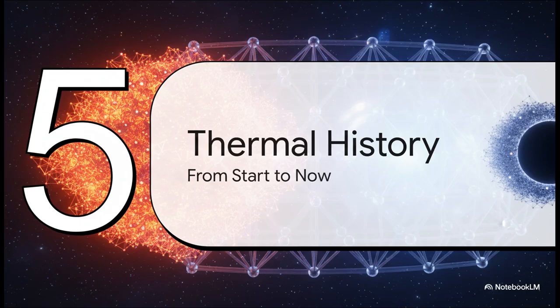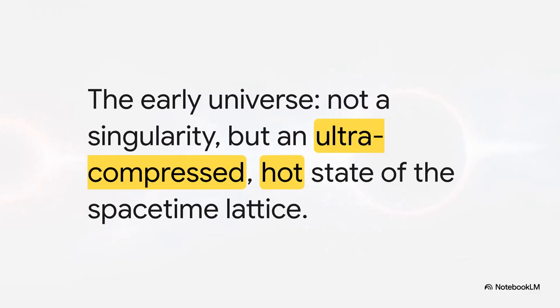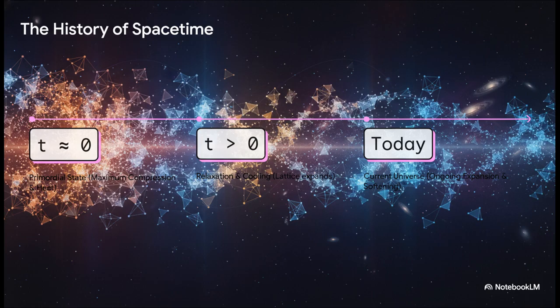Okay, so we've got expansion as space-time cooling and relaxing, and we've got black holes as space-time being compressed to its absolute limits. Now let's pull the camera way, way back and see what this new perspective tells us about the entire history of our universe. This paints a pretty staggering new picture of the beginning, doesn't it? Forget the idea of a singularity, an infinitely dense point that doesn't make physical sense. Imagine this instead. The early universe was a real, physical thing, an ultra-compressed, unbelievably hot, and incredibly stiff state of the space-time lattice itself.